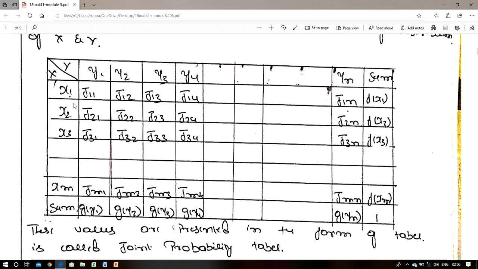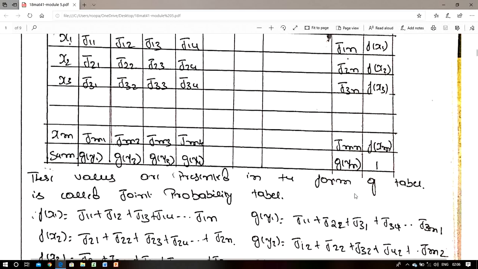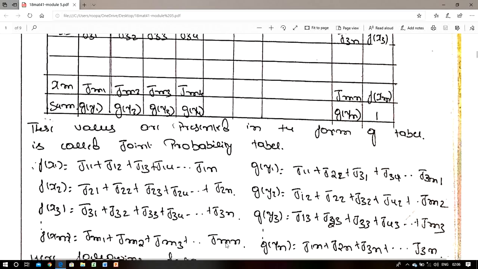Now the sum of the first row, J11 plus J12 plus J13 plus J14 and so on, is represented by f of x1. Next, the sum of the second row, J21 plus J22 plus J23 plus J24 up to J2n, is represented by f of x2. It continues up to the last row, Jm1 plus Jm2 plus Jm3 plus up to Jmn.